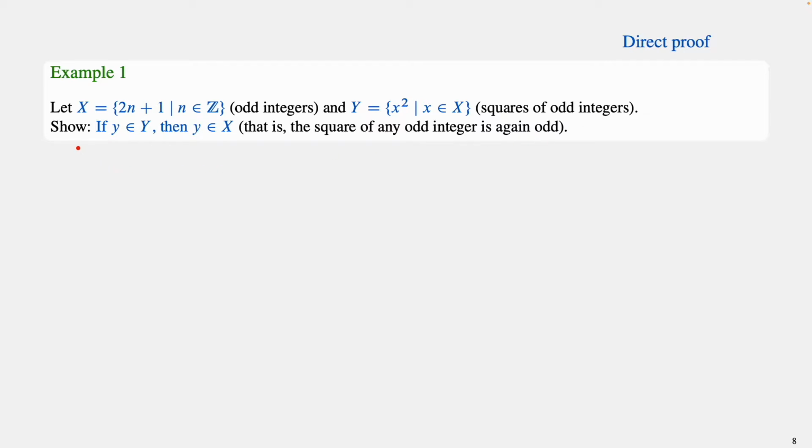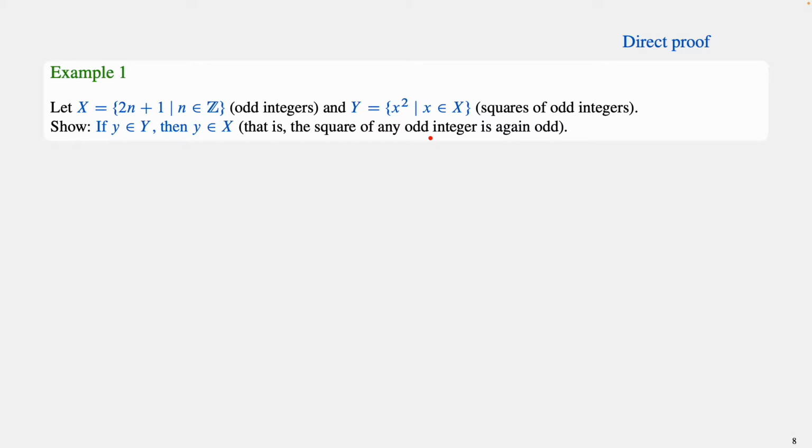What we want to prove now is the following. If little y is contained in the set big Y, then little y is also contained in the set big X. Or if we say this in words, the square of any odd integer is again an odd integer.